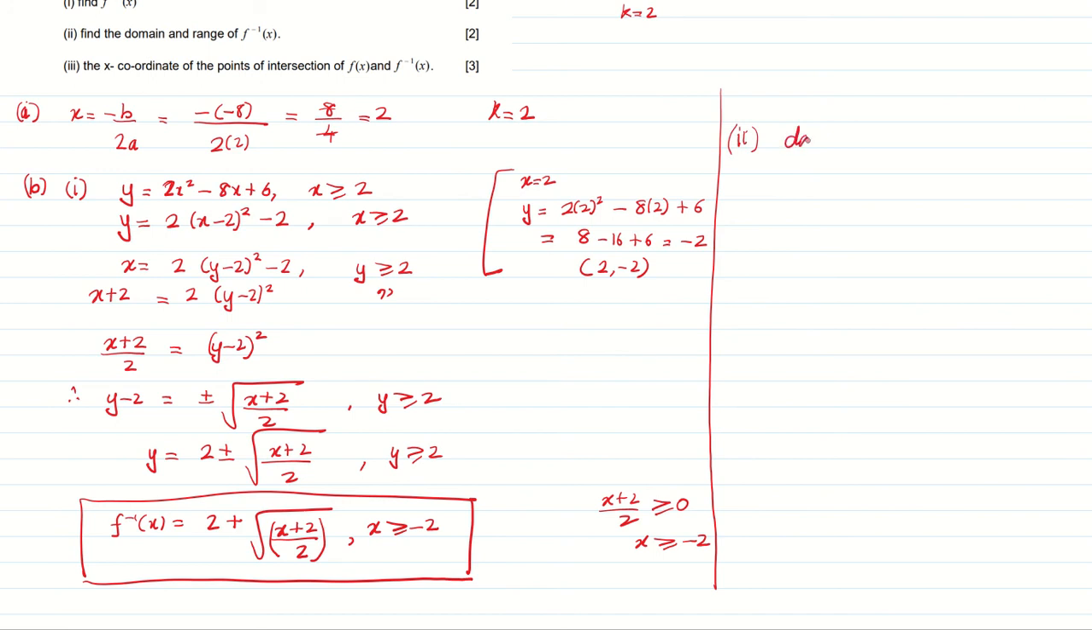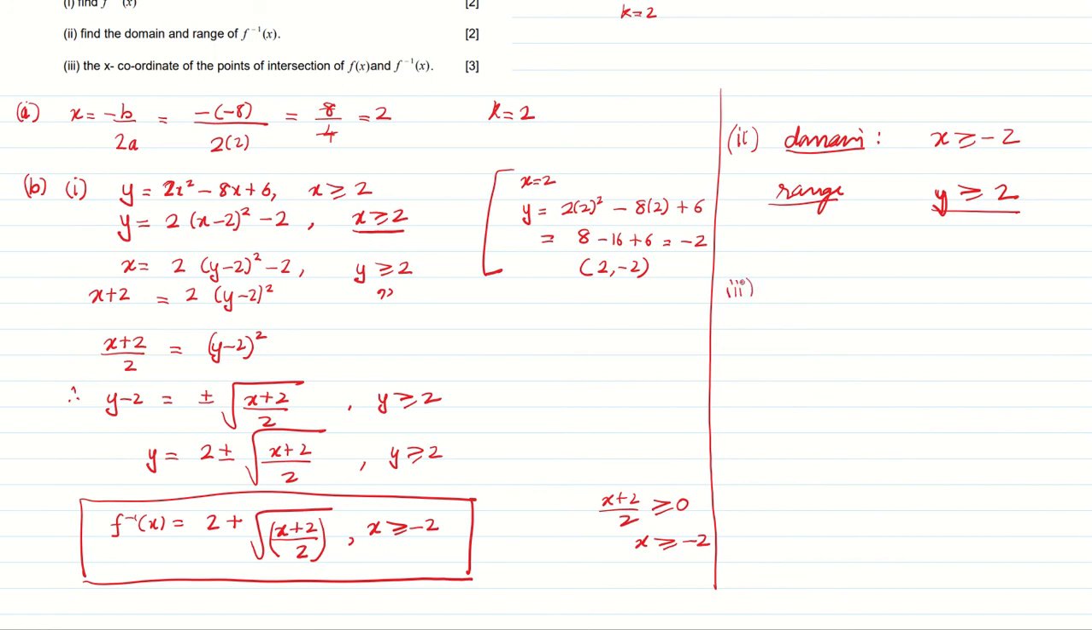So domain and range of f inverse. Domain, we got that x is greater than or equal to minus 2. Range of the inverse will be the domain of the function. So my domain of the function is x is greater than or equal to 2, so my range here would be y is greater than or equal to 2. So the domain of the function becomes the range of the inverse, but obviously you write y over here because it's a range for the inverse. That's how you get it.